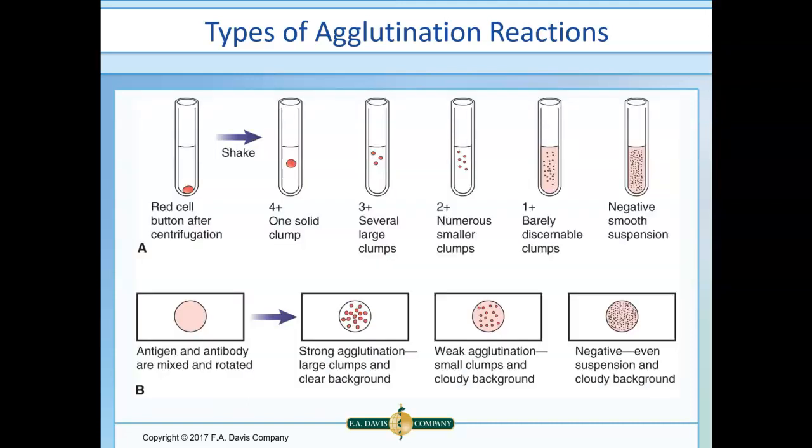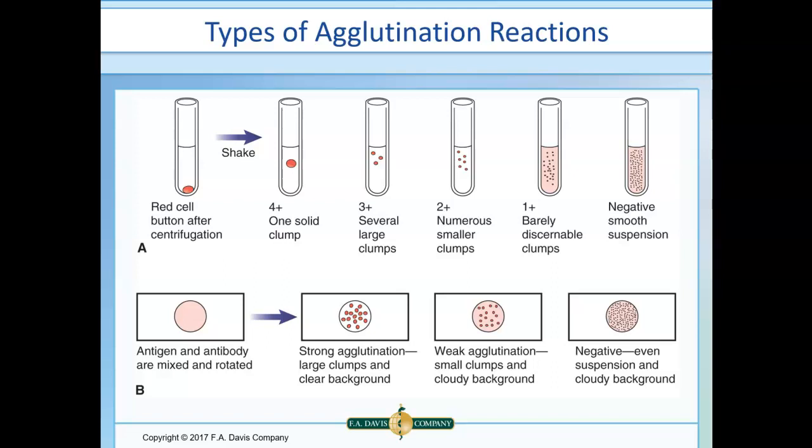So here's another example of what we did. So after we centrifuge, we had the red cell button. We shook it. If there was one solid clump, we called it positive. We called all of these positive. But in the blood bank world, we do rate those as 4+, 3+, 2+, 1+, but you can worry about that when you get to blood bank class.